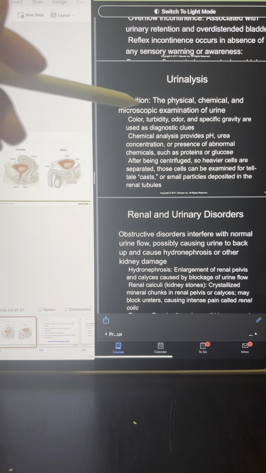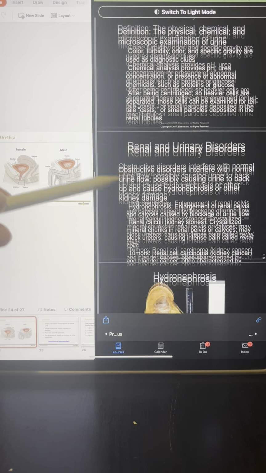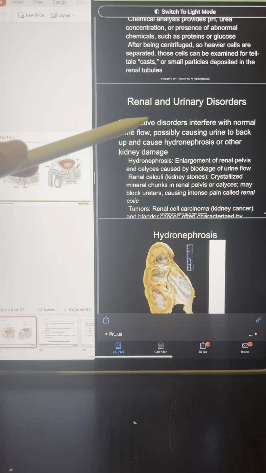Urinalysis, make sure y'all read this. We're looking at the color, the amount, the odor, and the consistency. So turbidity, odor, specific gravity are used as diagnostic clues. Renal urinary disorders, obstructive disorders interfere with normal urine flow, so our ureters could be obstructed.